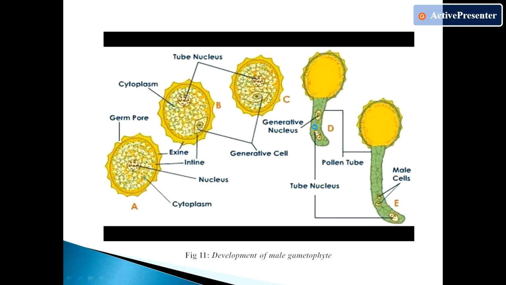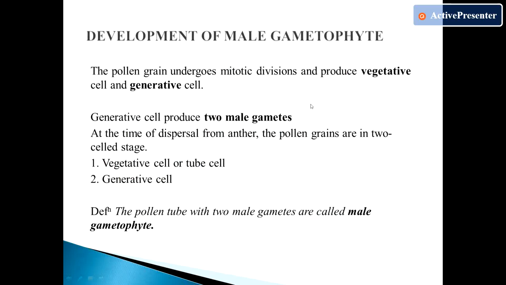Development of male gametophyte. The pollen grain undergoes mitotic division and produces a vegetative cell and a generative cell. The vegetative cell is otherwise known as tube cell. The generative cell produces 2 male gametes. At the time of dispersal from the anther, the pollen grains are at the 2-celled stage, that is vegetative cell or tube cell and generative cell. The pollen tube with the 2 male gametes is called male gametophyte. This is the development of male gametophyte from microspores or pollen grains.